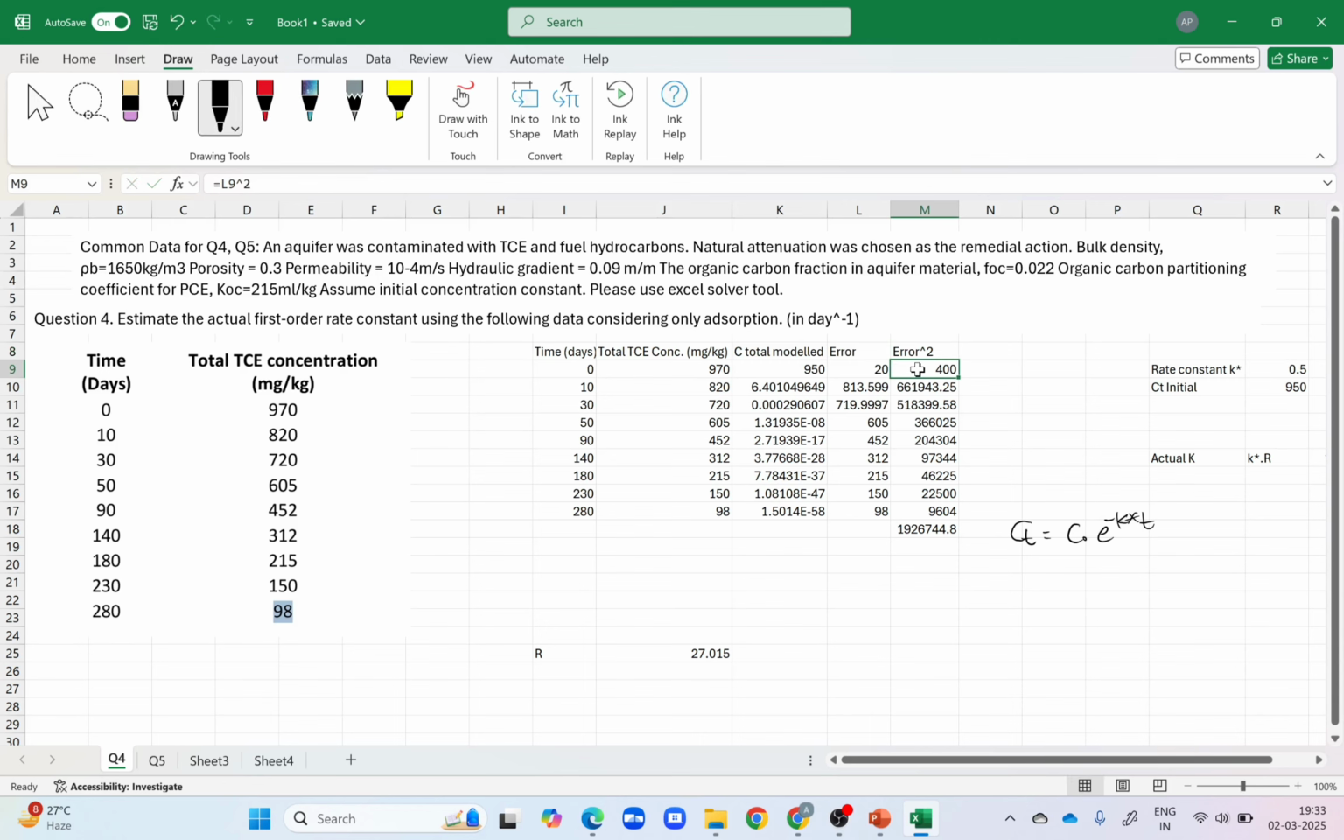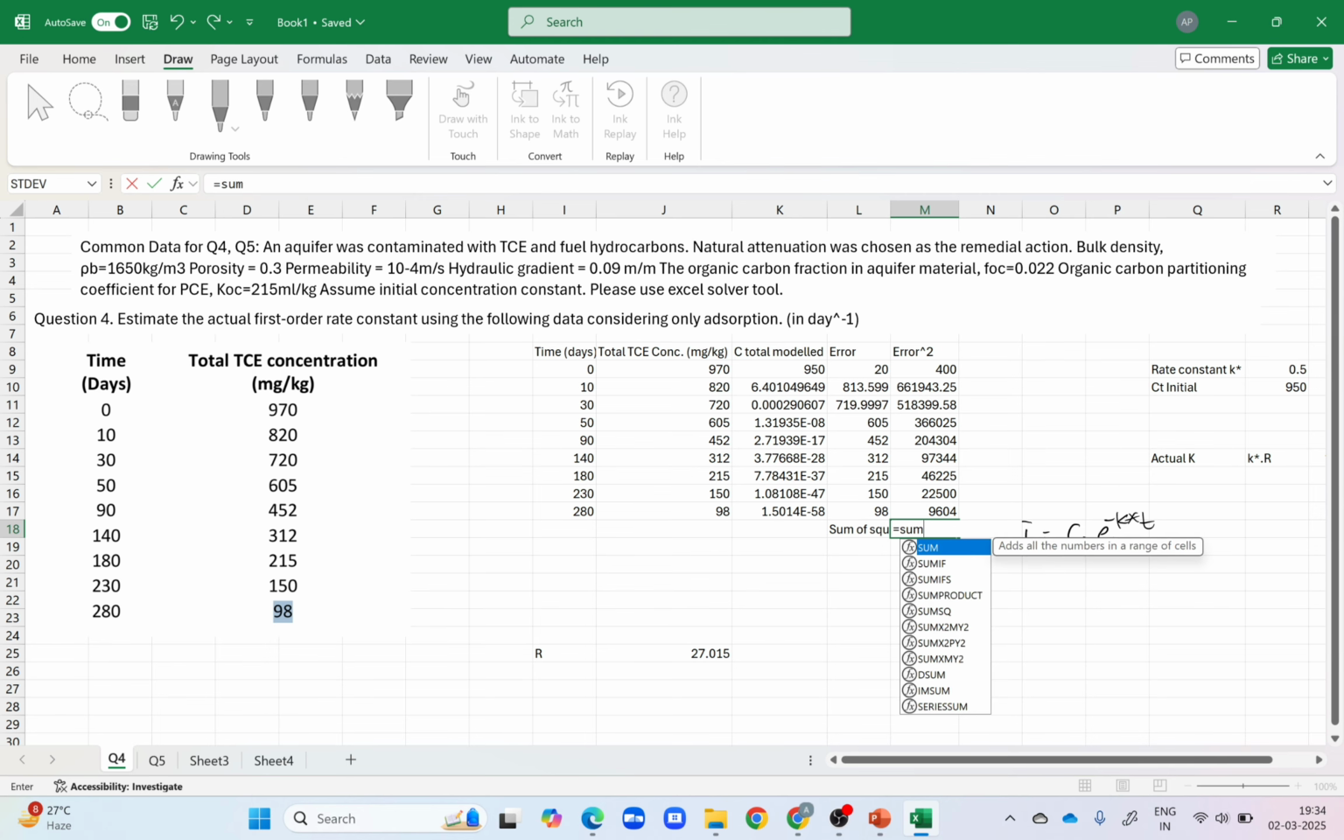So the square of the error we have found, which is nothing but error raised to the power of 2. Finally we will find out the sum of the square of the errors. So we have found the sum. This is nothing but the sum of the square of the errors.